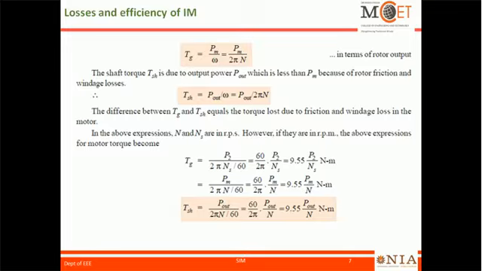And note that where is that 60? Since n is in RPS, there is no need for 60. Otherwise we have to put it as 2 pi nT by 60, right? If you are using RPS, no need of 60.